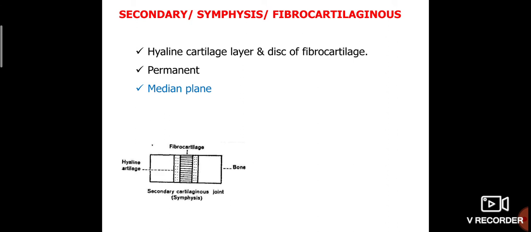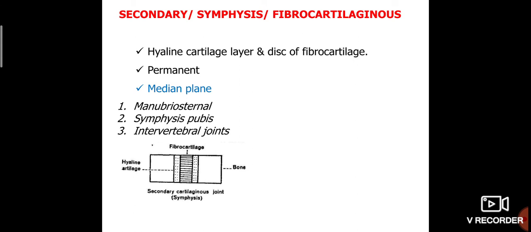Pubic symphysis means the two pubic bones of the hip bone form the pubic symphysis. Then symphysis menti means the two pieces of the mandible are joined together in the midline. Then the sternomanubrial joint. So all the joints which come in the midline of the body come under secondary cartilaginous joint.